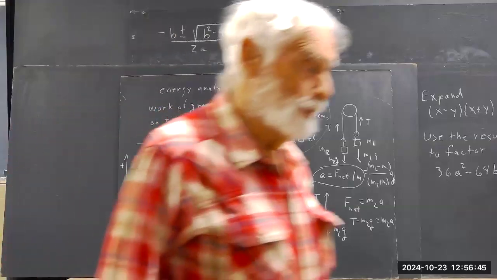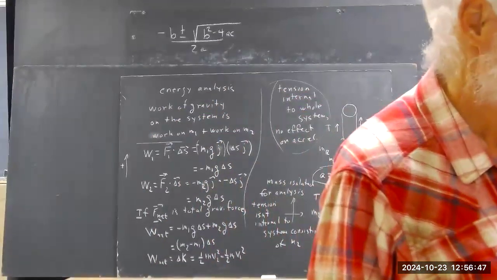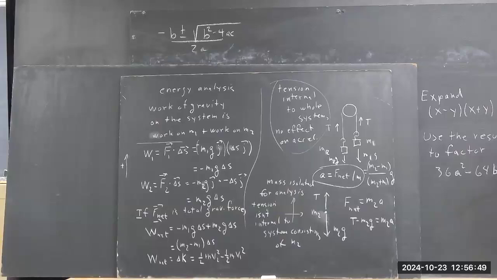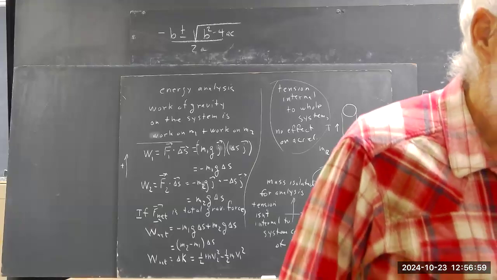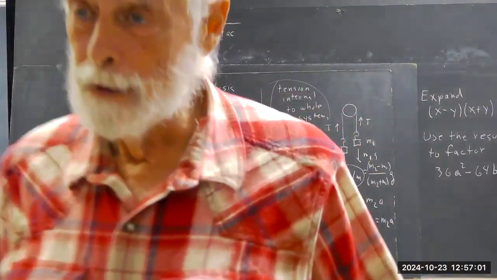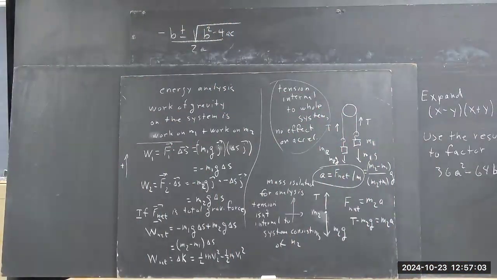Okay. Well, you can expect to see something about Atwood machines on the test. So digest what I've got there. Go back and look at problems. I know you don't have anything else to do with your time. So okay. Now, the other thing is this rotational Atwood machine, essentially.